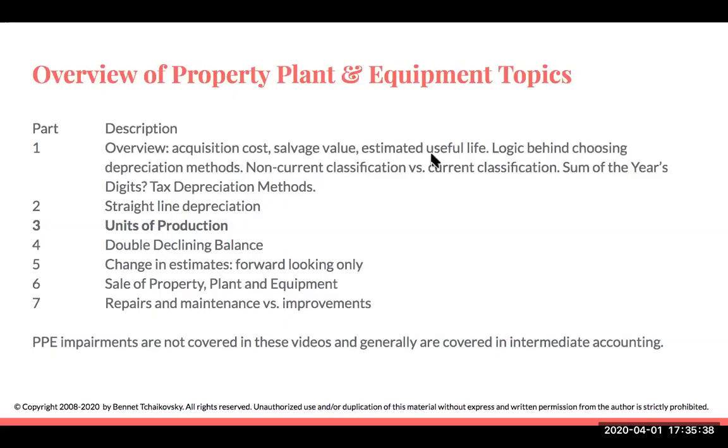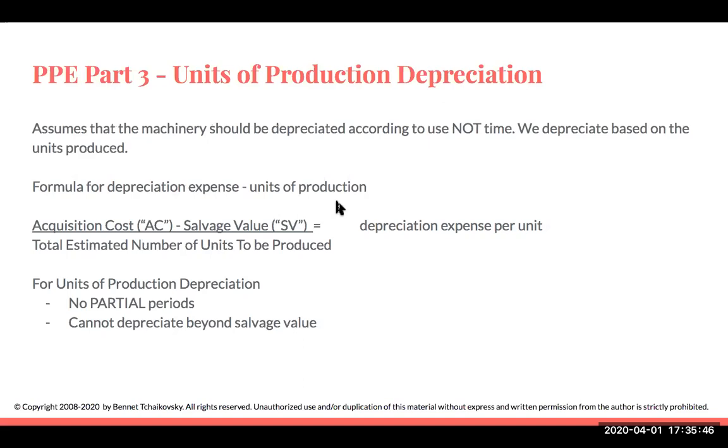So what we're going to be talking about today is the units of production method for depreciation. With units of production depreciation, we're basically assuming that the property, plant, and equipment should be depreciated not based on time. Both straight line depreciation and double declining balance depreciation use time in their formulas. With units of production, we're going to come up with a rate per unit to depreciate, and we're going to use the following formula.